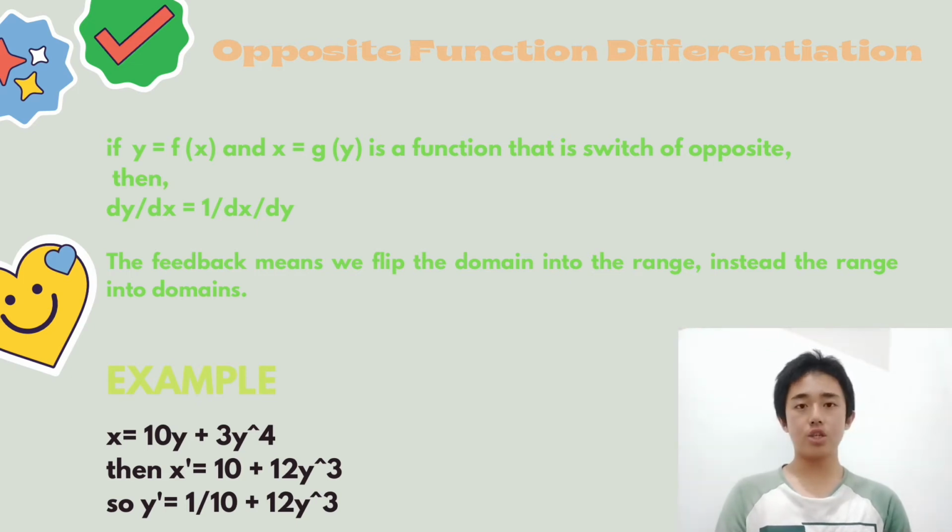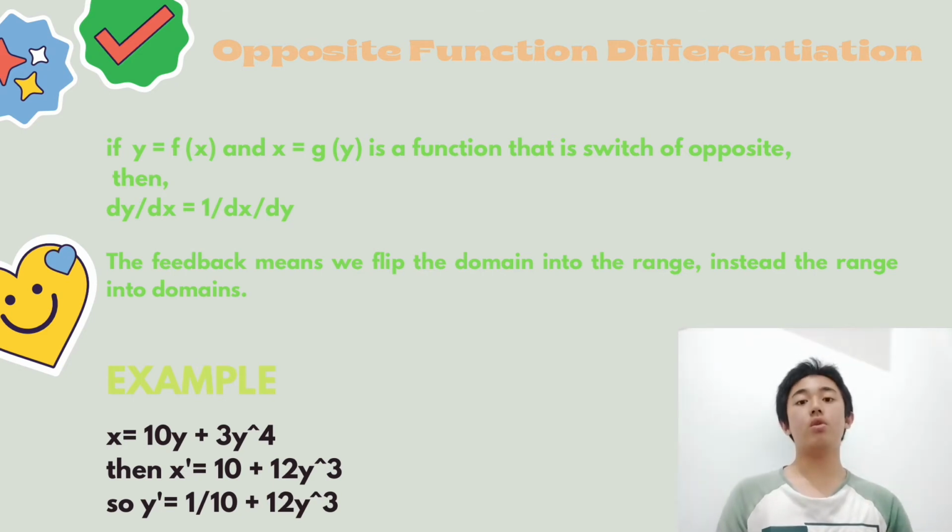Now, it is actually the same, but we're changing the derivative of y to the derivative of x. So, we're searching for the derivative of x with respect to y. That is 10 plus 12y cubed. It is still the same. We bring down the power and we multiply. So y actually has a power of 1.